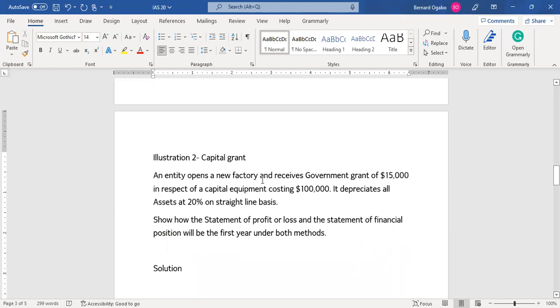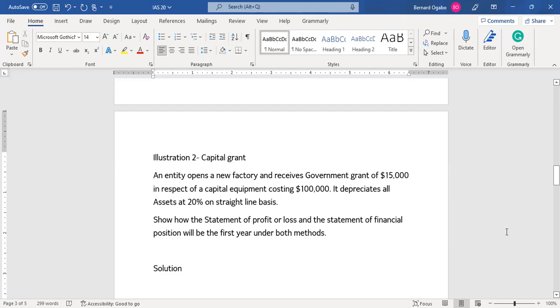So let's look at this illustration and see how that is implemented. An entity opens a new factory and receives a government grant of 15,000 in respect of a capital equipment costing 100,000. It depreciates the asset at 20% on a straight line basis. Show how the statement of profit or loss and the statement of financial position will look in the first year under both methods. So remember that the cost of the qualifying asset is 100,000, but the related grant is 15,000.